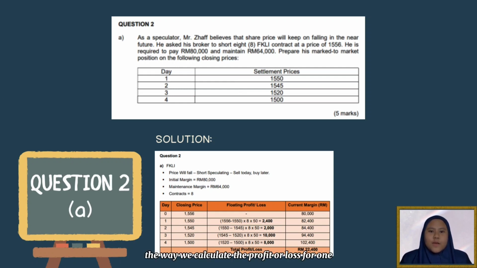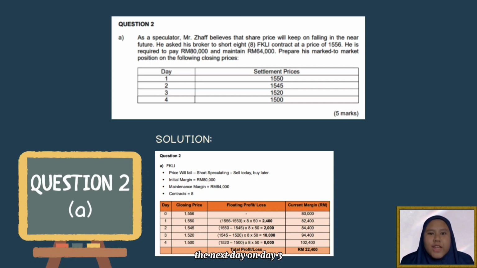The way we calculate the profit or loss for one particular day is the previous closing price minus the current closing price. Then the sum we get will be multiplied with the number of contracts and the contract size. Furthermore, day 2 closing price was 1545 with a profit of 2,000. This results in the current margin to be 84,400 ringgit.